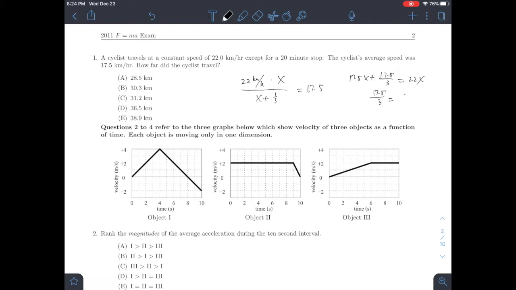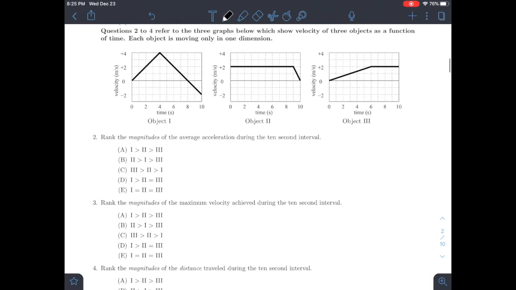We get 17.5 over 3 over 4.5. We solve the equation for x. Then let me plug it into the calculator. The answer is 1.296, okay? So that's the time it travels. Distance is equal to time times speed, so the answer is A, 28.5 kilometers.